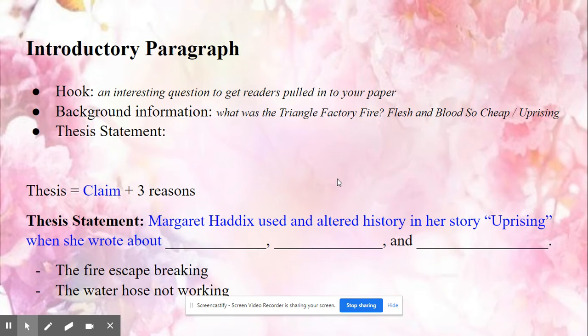You're going to want to pick the 3 events on your graphic organizer that you feel like you have the best quotes for, the ones that are going to help your paper be the strongest. Once you have established your hook, your background information, and your thesis statement, you are finished with your introductory paragraph.